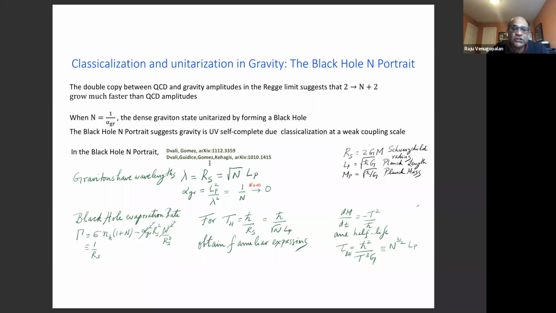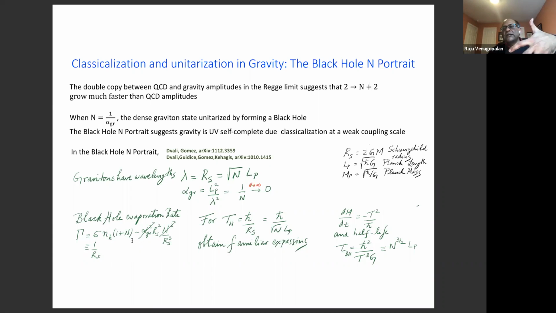But within this picture, what they showed is you can just think about the black hole evaporation rate as really the leaking of these gravitons from this bound state. The gap that these gravitons have is also 1 over n.